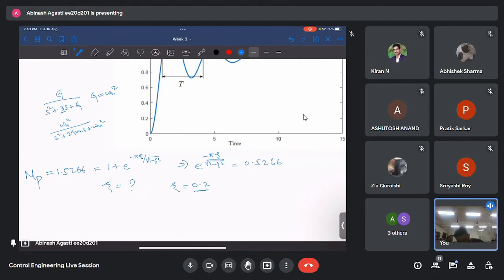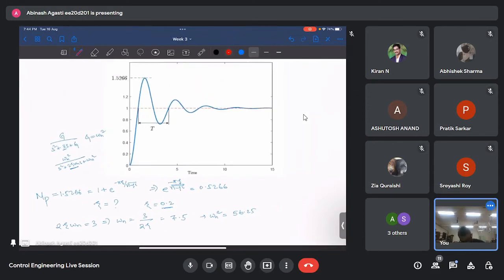Now if we compare coefficients, we see that 2 zeta omega n is equal to 3. So from this we can obtain the value for omega n. Come on, tell me what should be the value for omega n? 7.5. Correct. So this is the value for omega n. I want to find out the value for g, which is omega n square, which is 56.25.